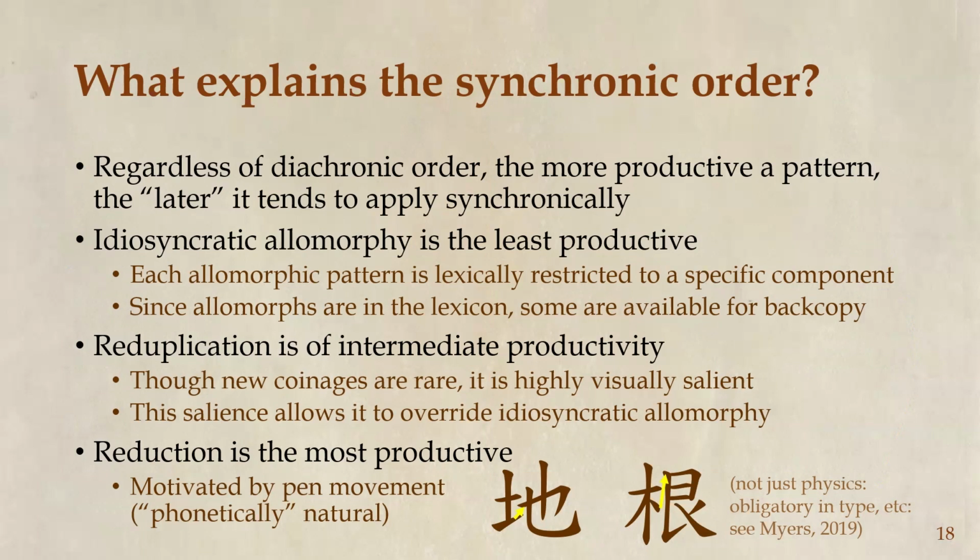By contrast, reduplication is of intermediate productivity. So new coinages are rare. It's not used as a morphological process much anymore, but it is highly visually salient. So when you see these copied forms, it just kind of pops out to your eye. And this salience allows it to override idiosyncratic things like the lexicalized idiosyncratic allomorphy, because it is still kind of more mentally active.